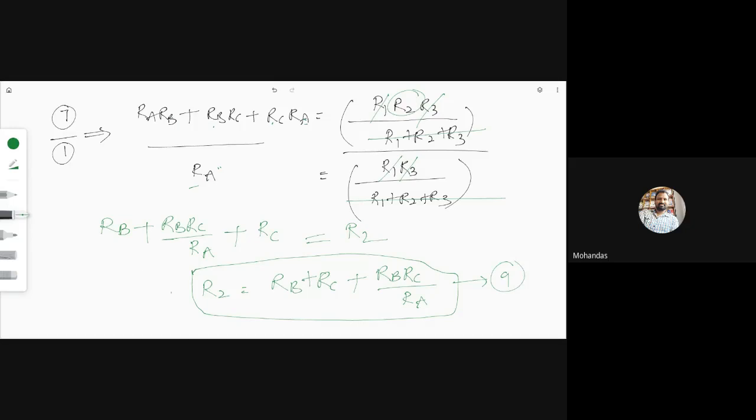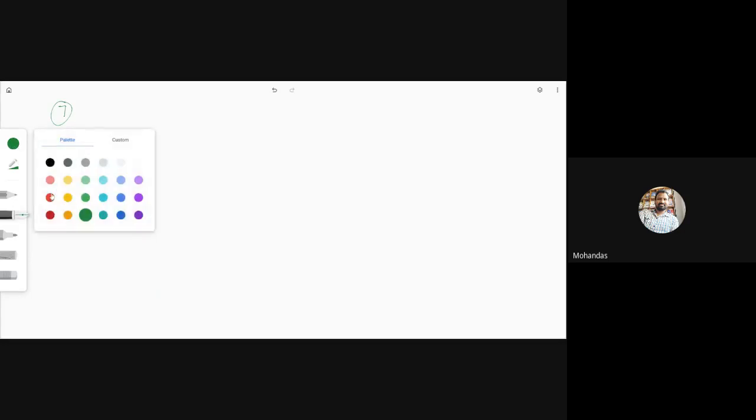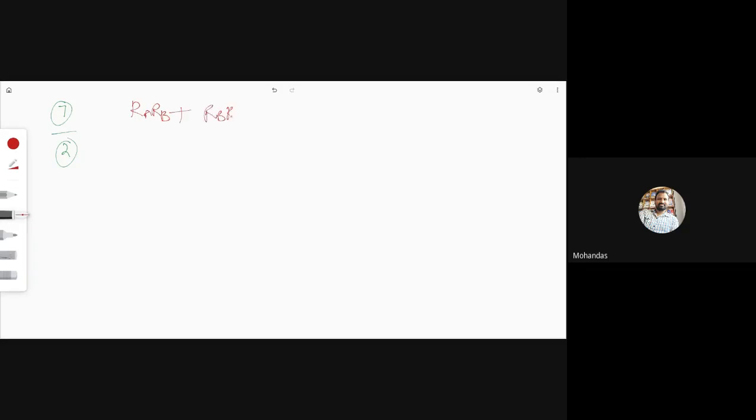Now we got R1 and R2, and to get R3 we have to divide equation 7 by equation 2. What is equation 7 here? Equation 7 is again RA RB plus RB RC plus RC RA, which is equal to R1 R2 R3 by R1 plus R2 plus R3 divided by 2.